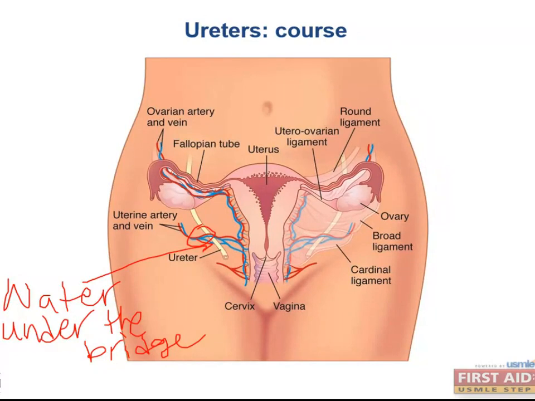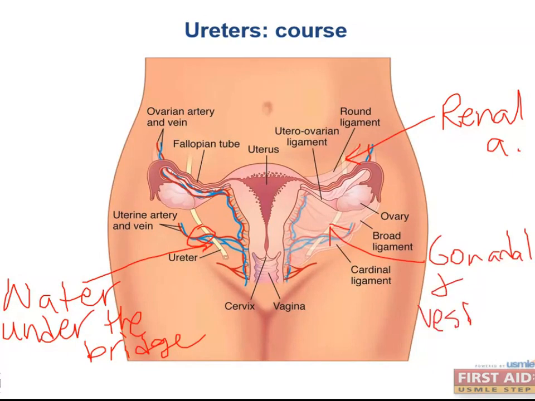Another anatomical fact that can be tested is the arterial supply of the ureters. It's worth knowing that the upper third of the ureters are supplied by the renal artery. And the lower third is supplied by the gonadal and vesical arteries. Okay, so now let's finish with a flash quiz and a USMLE style question.